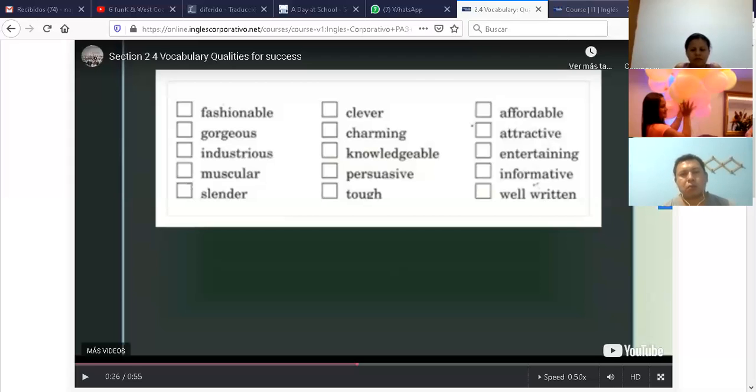All right. And the last one, well written. Easy to read. Grammar. Easy to read, or to understand. Bien escrito.